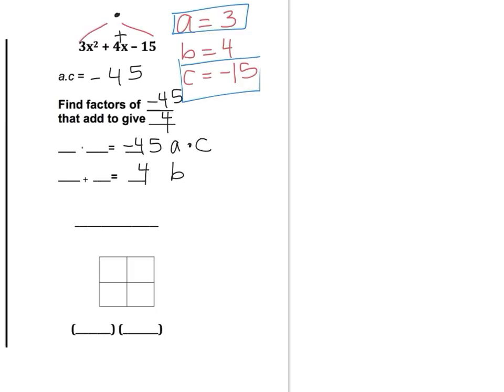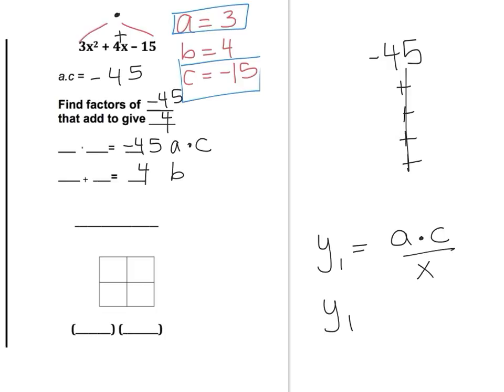Now let's list the factors that multiply to give you negative 45. And then I need to see which ones can add to give me 4. Now, honestly, if you cannot think of those 2 numbers, there's always a trick that you can go to the calculator, go to y1 equals, and put whatever the AC is over x. In this case, the AC is negative 45. So go to y1 and put negative 45 over x.